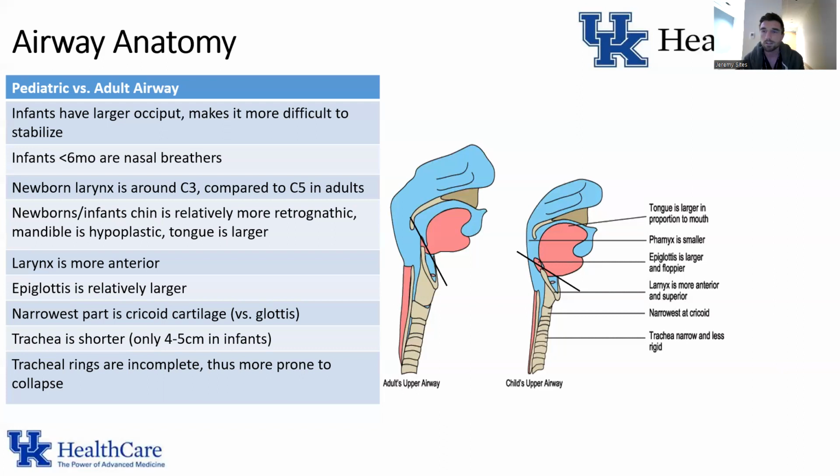And then finally, the tracheal rings are incomplete, and as such, they're more prone to collapse. And so disease entities like tracheobronchiomalacia are fairly common in young children. That's where the airway collapses, especially in times of distress, and it obstructs airflow when it does so. So I think this covers the main points I wanted to hit on airway anatomy, adults versus pediatrics.